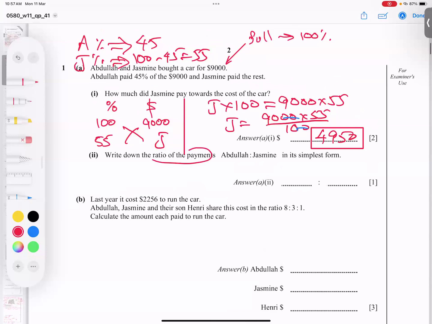Write down the ratio of the payment of Abdullah to Jasmine in simplest form. Abdullah's payment is very clear, you know it. Jasmine's is 4,950, so I'm writing here under Jasmine 4,950. And from 9,000, if you subtract 4,950, so 9,000 minus 4,950 is 4,050. This is Abdullah's amount, so I'm writing it here.